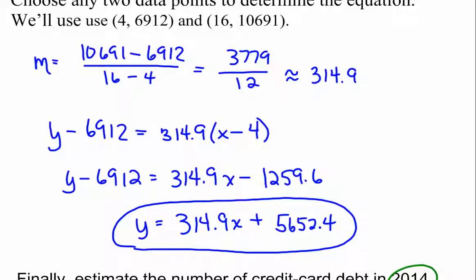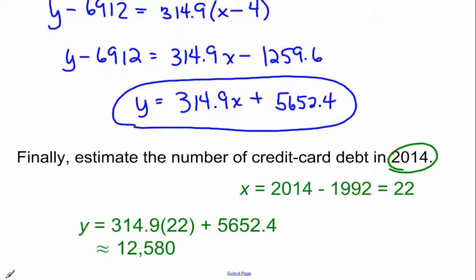Okay, so to answer the last part of the question, we want to estimate the credit card debt in 2014. Okay, 2014, I can't use that number. I have to find out how many years that is since 1992, so I subtract 1992 and come up with 22. That's the x I need to use in this equation that we just found. So I plug 22 in for this x, and I come up with approximately $12,580. It's a lot of debt.